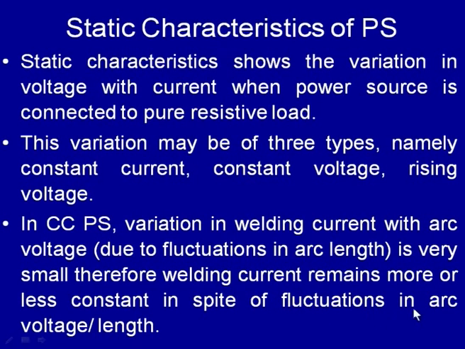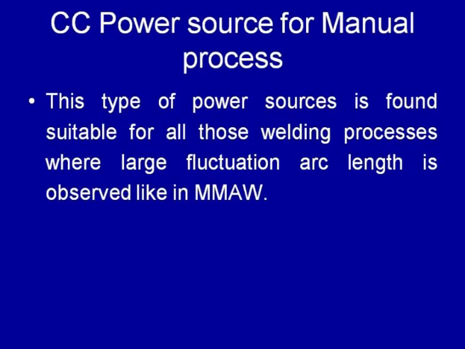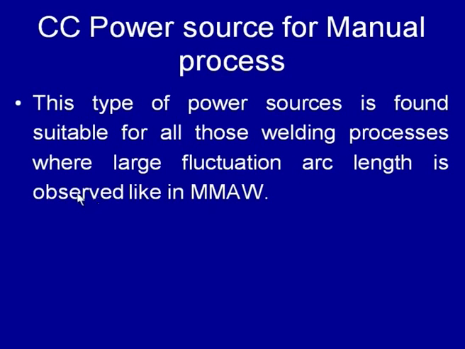So, under conditions when there is a fluctuation in arc length due to manual control or a fluctuation in arc voltage from the power supply, this type of power source helps in obtaining largely constant current for welding, so that a good and sound weld joint can be made. Therefore, the constant current type of power source is mainly used for manual processes, because in manual processes there is always fluctuation in the arc length, and that leads to variation in arc voltage, which with this type of power source does not cause much variation in welding current. That is why this type of power source is commonly used with manual metal arc welding processes.